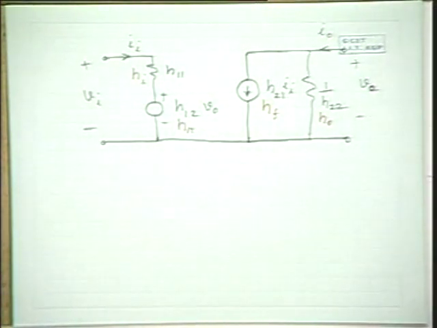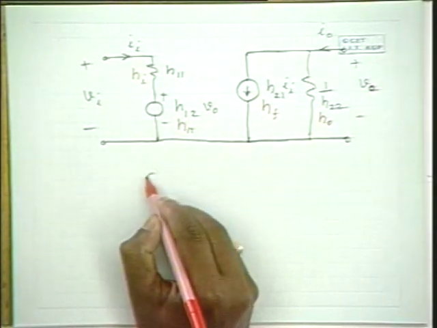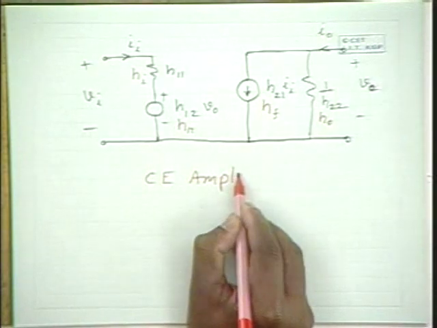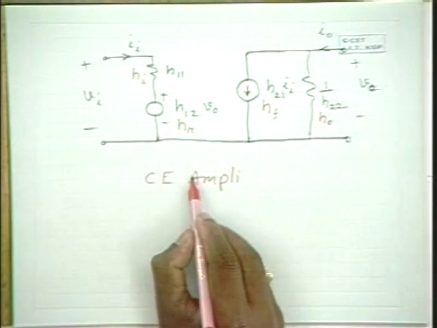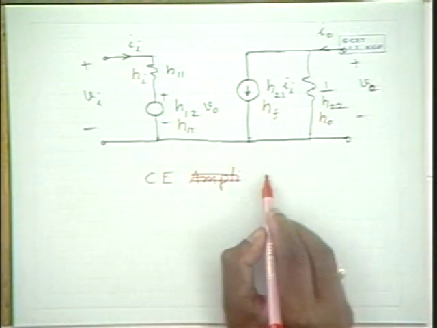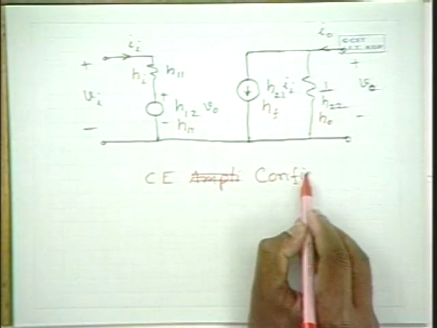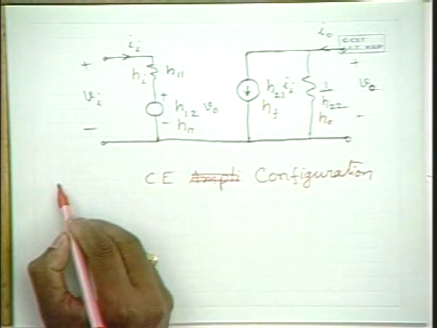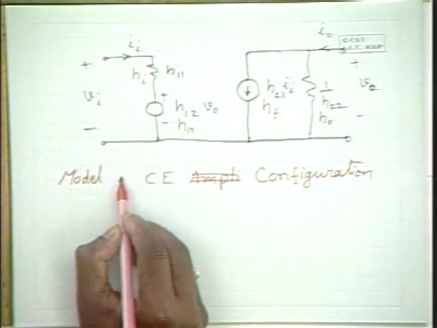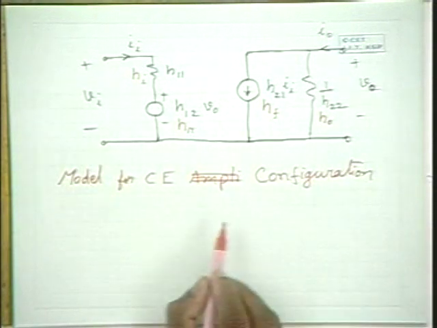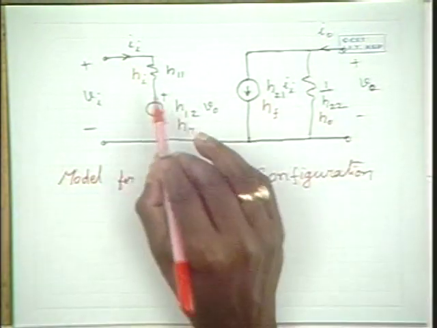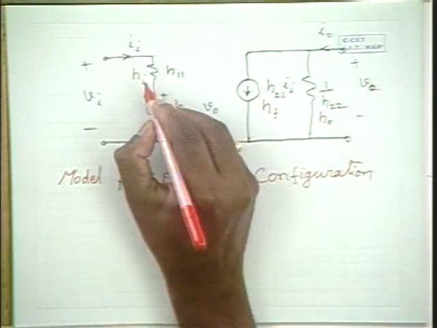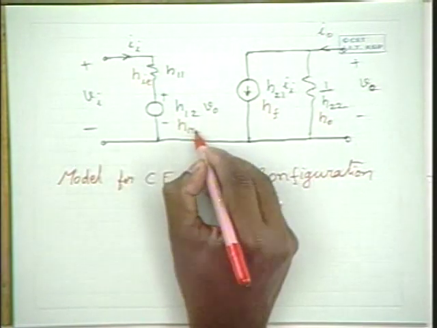Now, in the context of the common emitter amplifier, when you discuss the H parameter model for a transistor in CE configuration, the model can also be expressed in that form, and to indicate that it is a common emitter configuration, we use e here.